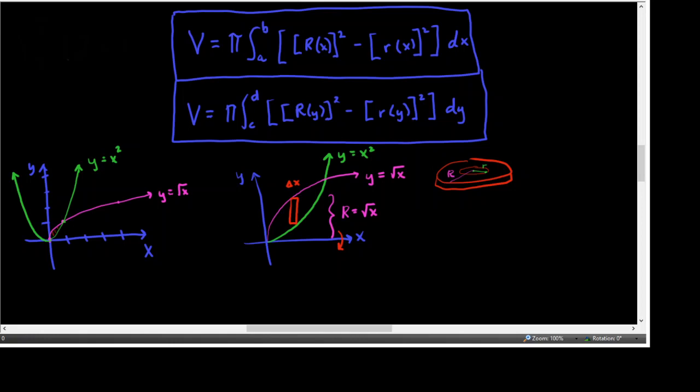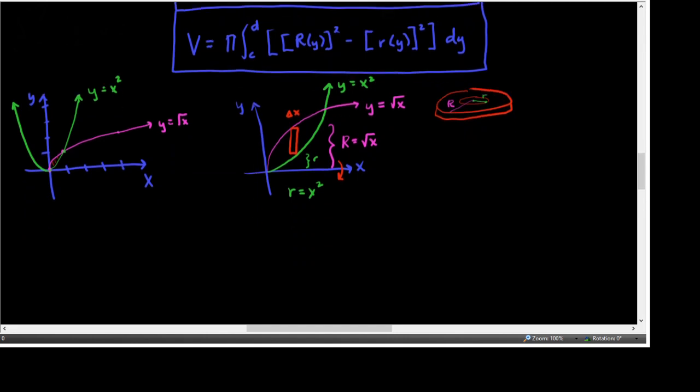Then the small radius is from the axis of revolution to the close end of the strip of the rectangle. And I don't have room to write it there, so I'm going to write it down here. And that is the y value of our green function, so that would be x squared.